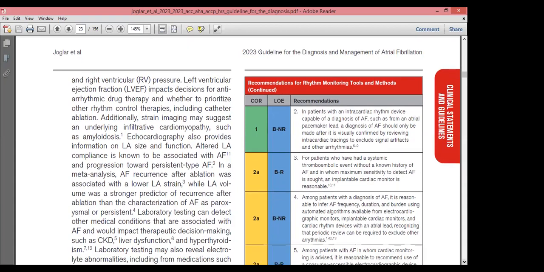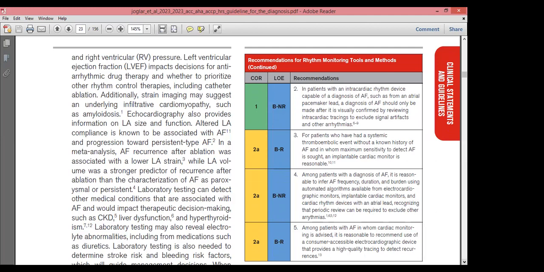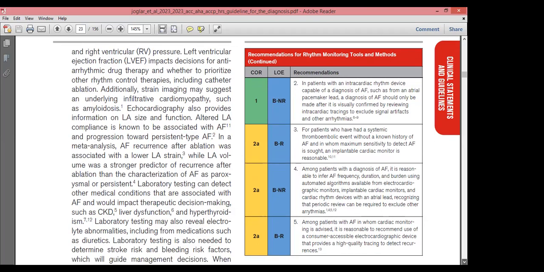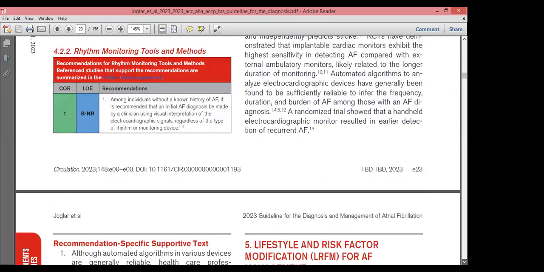Then another class 2 recommendation says that among patients with a diagnosis of AF, it is reasonable to infer AF frequency, duration, and burden using automated algorithms available from the electrocardiographic monitors, implantable monitors, and cardiac reading devices with an atrial lead, recognizing that periodic review can be required to exclude other arrhythmias. So if we are diagnosing a patient with AF, we still have to check the frequency, the duration, and the burden. We still need to get printouts from ECG monitors or any implantable cardiac device in order to recognize the periods where they had the burden, and then we can monitor the frequency and also the duration. Sorry, please, this thing is cumbersome, so I have to move fast.